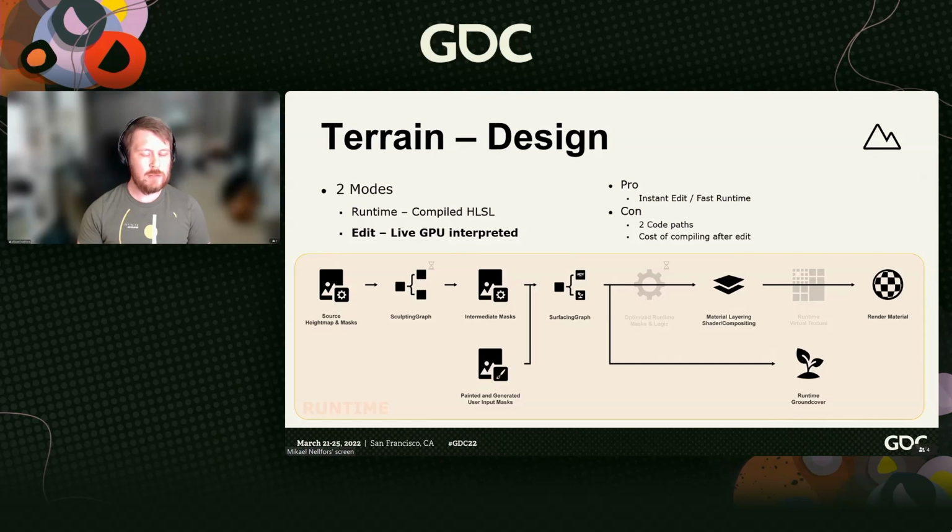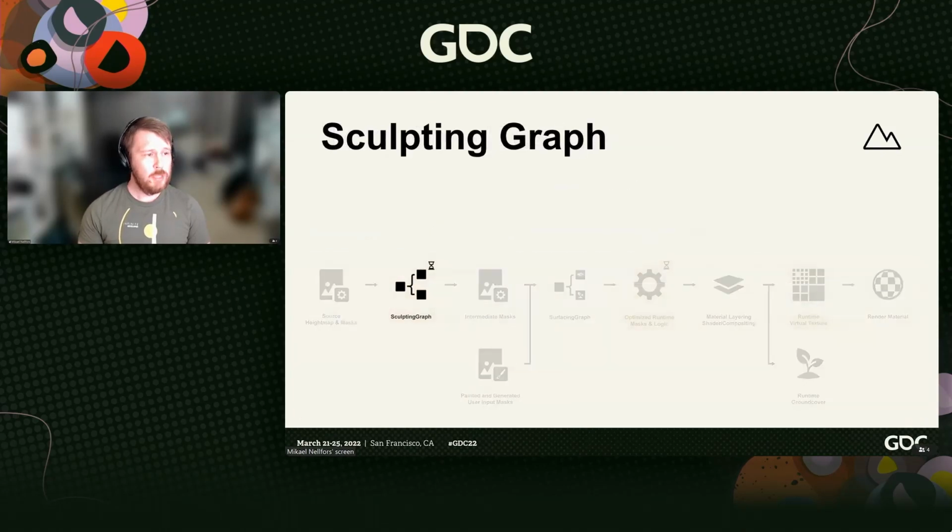The downside with this approach is that we ended up with slightly divergent code paths, which has caused some issues with bugs, with inconsistencies. And we also add a cost of compiling when we commit an edit, which can get bigger if the level is really big. And this is something that we are looking into how we can improve in the future and get down to just one while still retaining the fast edit and fast runtime. But now we're going to talk about the graphs, and I'm going to first hand off to Kurt that's going to talk about our sculpting graph.